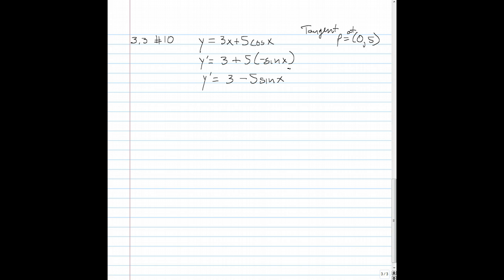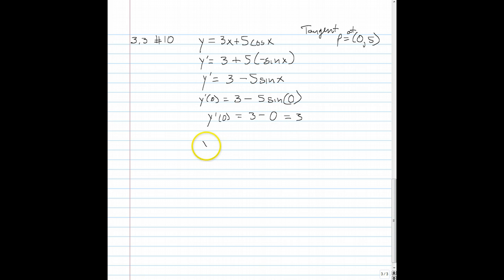Now we need to substitute this x coordinate of the given point into our derivative function to determine what the slope at that particular point is. So y prime of 0 would be 3 minus 5 sine 0. If you remember your unit circle, the sine at the angle 0 is 0. So y prime of 0 equals 3 minus 5 times 0 is 0. So our slope at that point is 3.